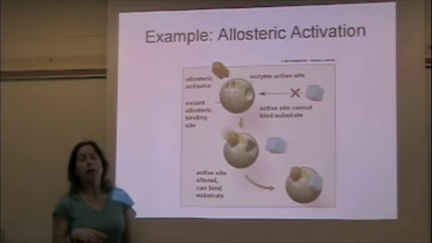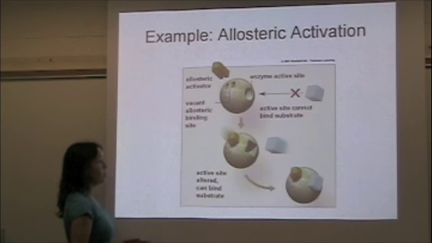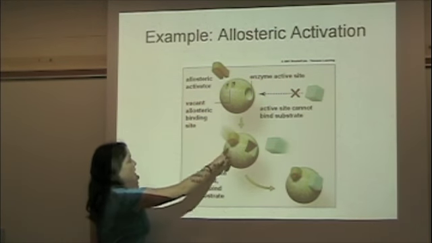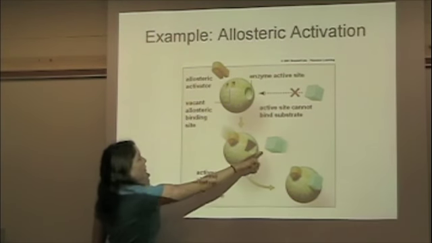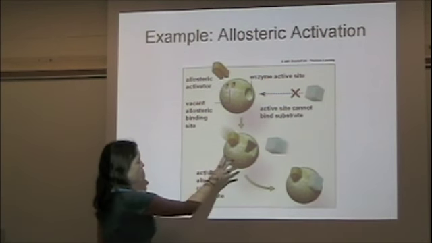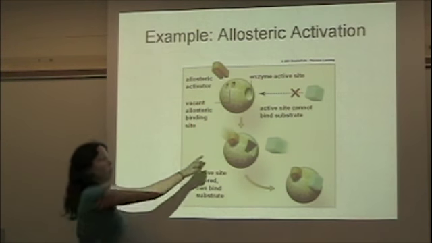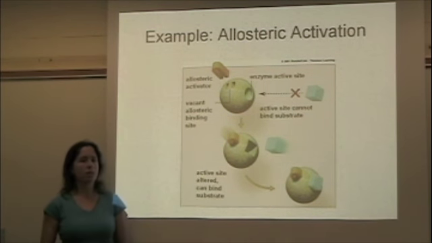Signals are going to be given off to the enzyme, and it's going to tell the allosteric activator to bind to the enzyme. When that happens, the active site changes shape, and then the substrate can bind, and now we have the enzyme on. The enzyme will remain on as long as the allosteric activator is bound in the allosteric site.